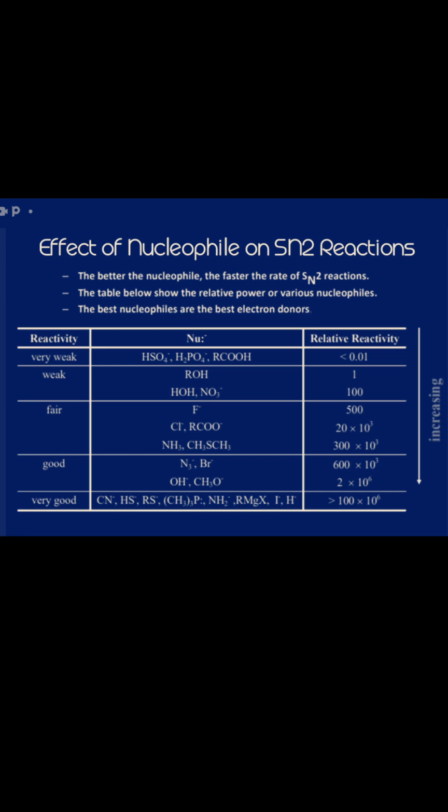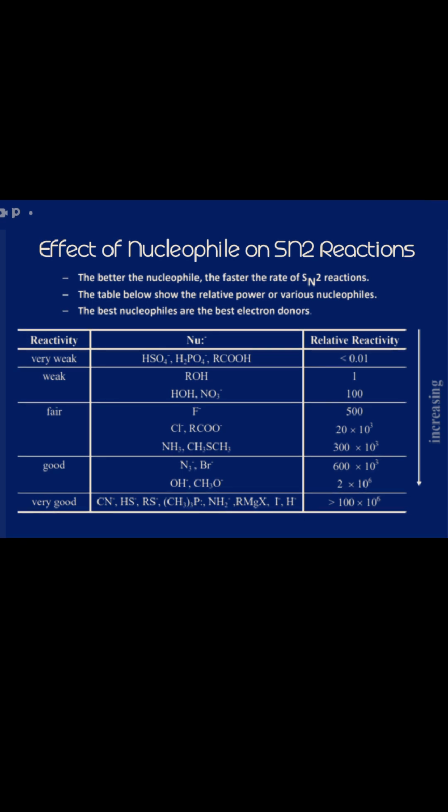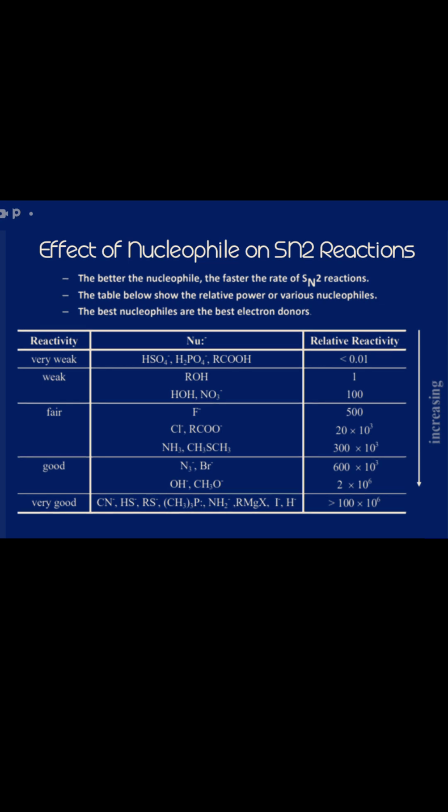Okay, let me describe. This is a table. You can see this table. Here we have the relative reactivity of substances, and the reactivity is also given. The best nucleophiles are the best electron donors. That is the last point, that the best nucleophile will be the best electron pair donor. This is the main point of the effect of nucleophile on SN2 reaction.